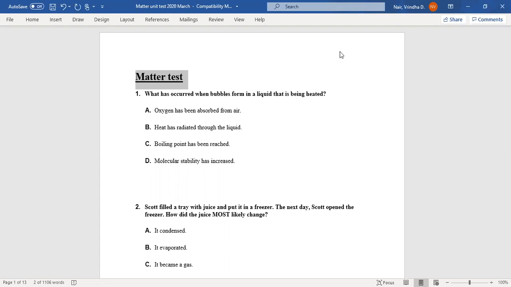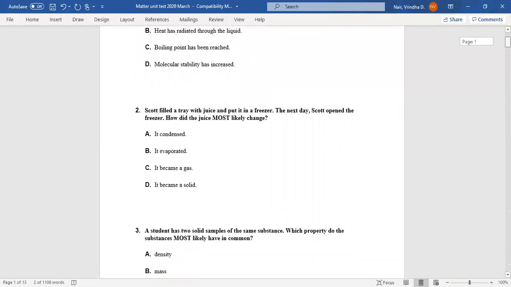Here is the matter test, and the matter test is the first unit test that you have. So the questions are formatted in this type. What has occurred when bubbles form in a liquid that is being heated? Option A, oxygen has been absorbed from the air. Heat has radiated through the liquid. Boiling point has been reached. Molecular stability has been increased. So you need to select the right option.